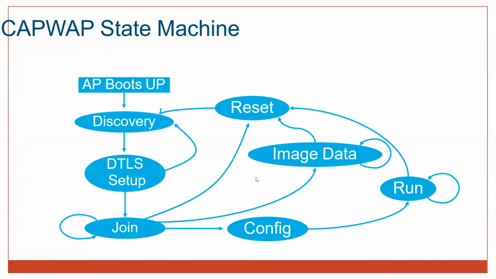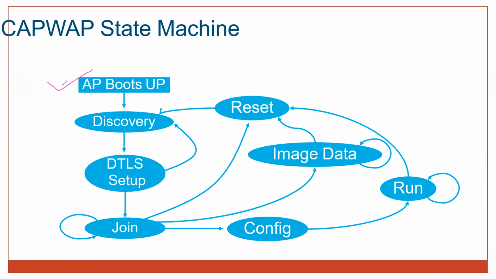Now let's try to understand this CAPWAP state machine. This is again just for knowledge purposes. AP boots up. And if you work on any of the Cisco APs, they are very fast. You can go and reboot an AP and it will come online within 1 minute. Not like routers or switches, which take time to boot up and come back online. APs, I think within 30 seconds, will boot up and come online.